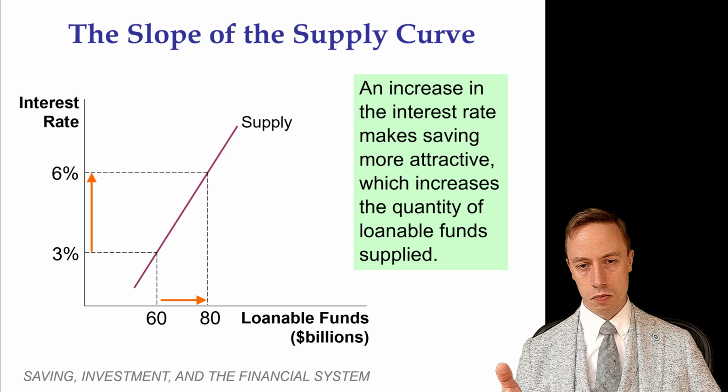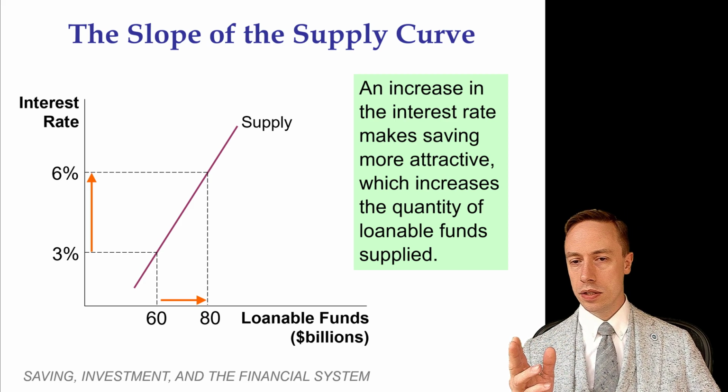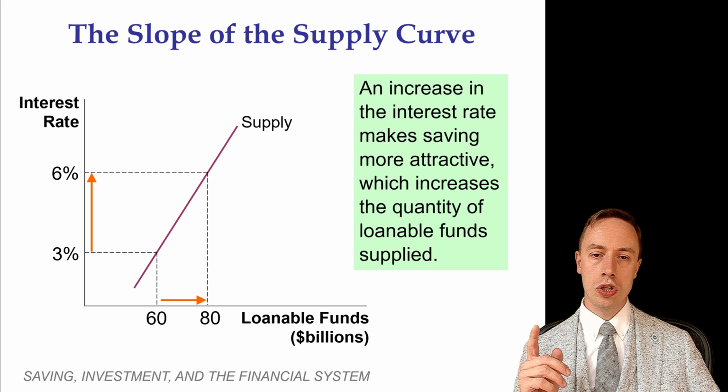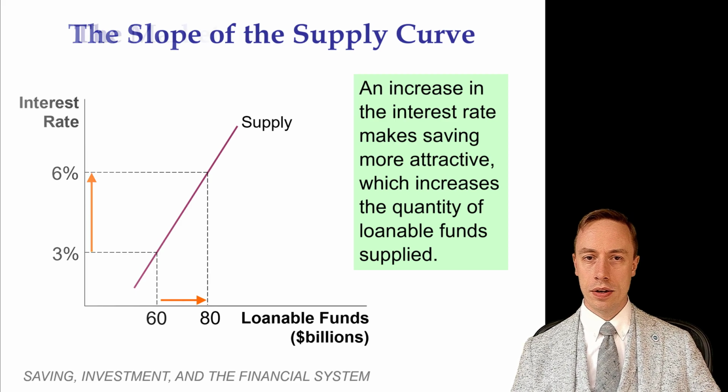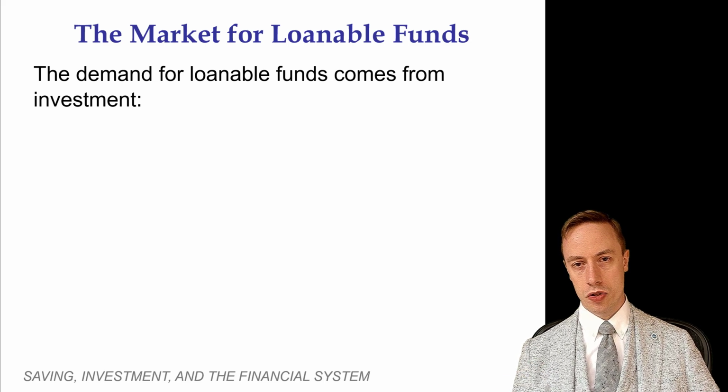In a moment, when we combine this with a demand curve, we will look at what happens if savers change their behavior, if at any given interest rate, they save a different amount of money. That will lead us to shift that supply curve. We'll get back to that. First, let's talk about the demand for loanable funds.